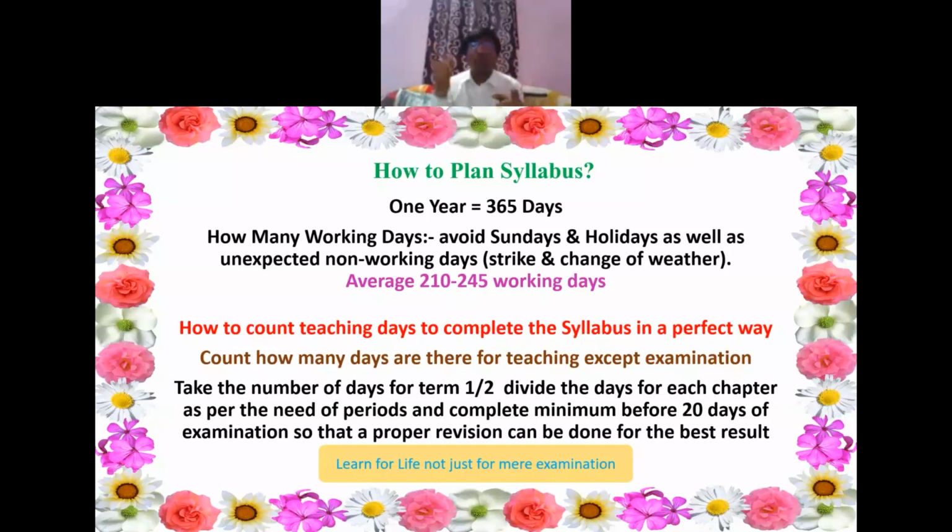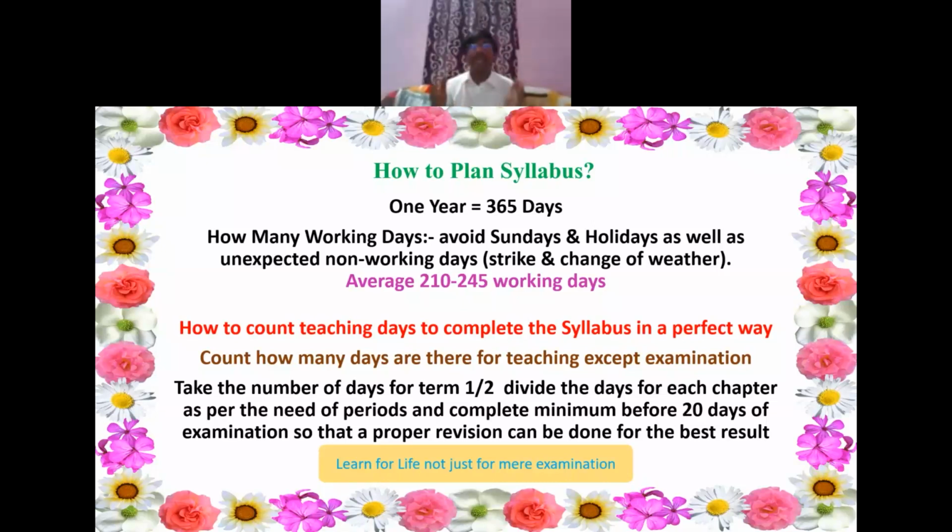We should not take these 100 days as 10 days each. After that, see what is written: for each chapter, divide the days for each chapter as per the need of periods and complete minimum before 20 days of examination, so that a proper revision can be done for the best result.